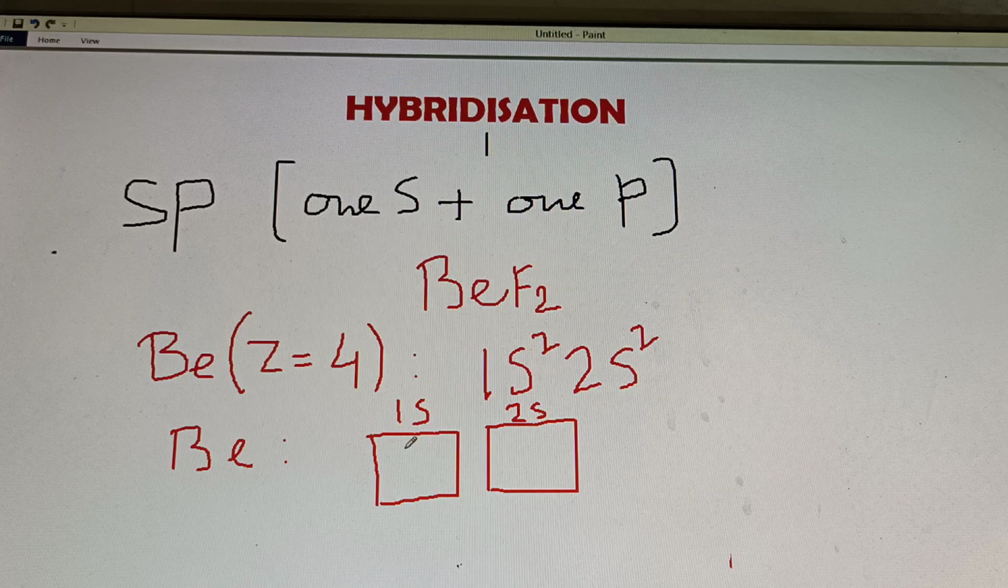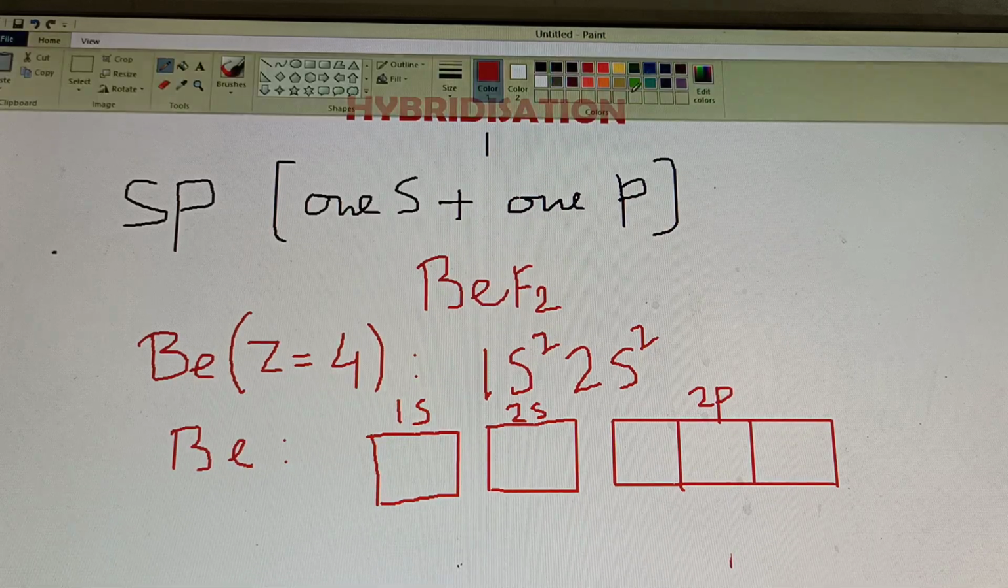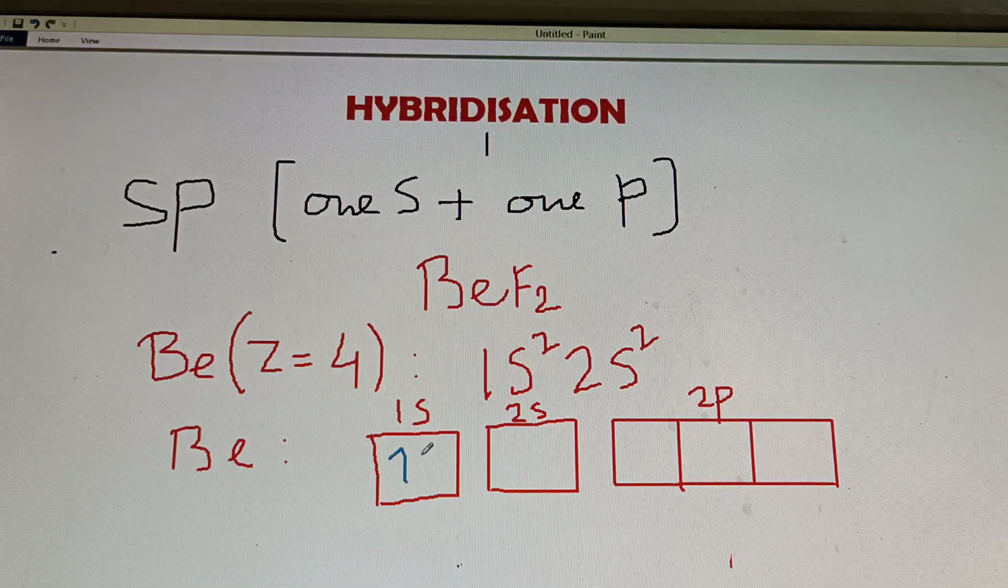Okay, so 2 electrons in each orbital. The p orbital of beryllium is vacant, 2p is vacant. So 1s2 2s2. Clear? Here the valence shell is 2s and 2p. 2s is filled up and 2p is vacant.